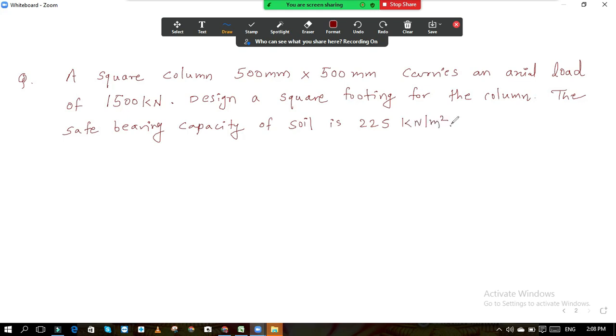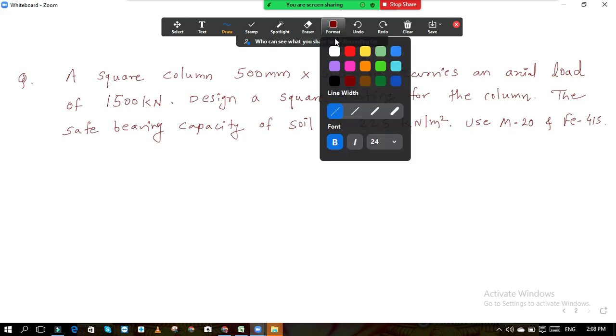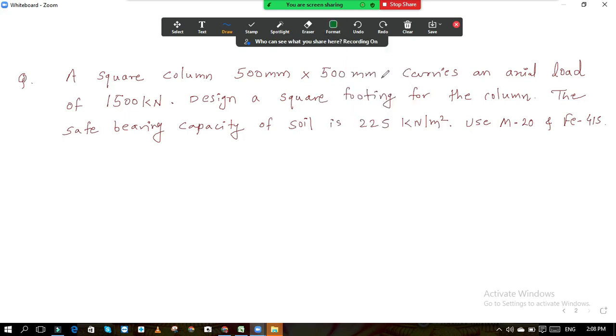kilonewton per meter square. Now you have learned in geotech what is the SBC, safe bearing capacity of the soil. I assume that concept is already known to you because in geotech 1 and geotech 2 you might have studied this. Okay. Use M20 and Fe415.